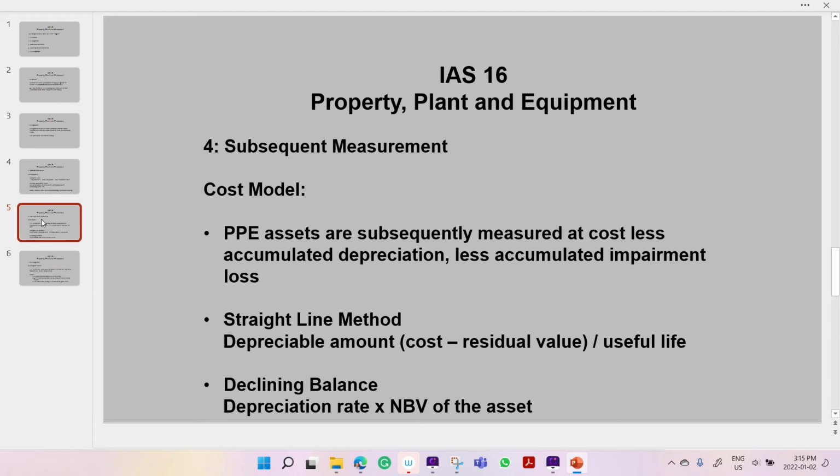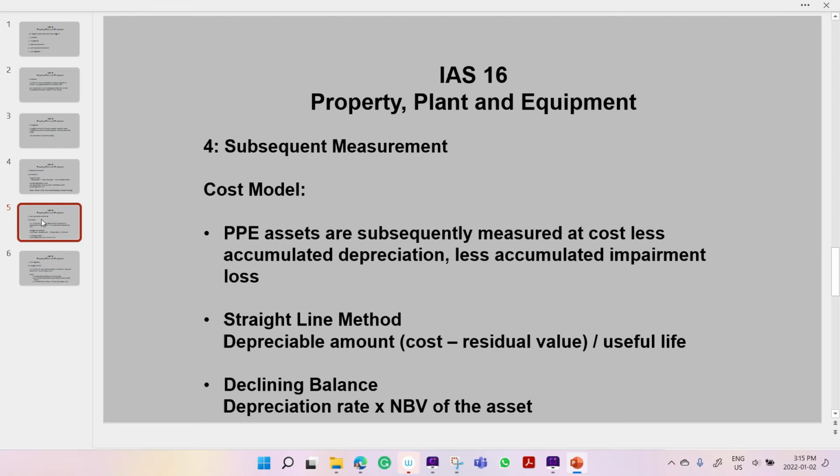So according to the cost model, PP&E assets are subsequently measured at cost less accumulated depreciation, less accumulated impairment loss. And when it comes to accumulated depreciation and depreciating an asset, there's really two methods you need to know. There's the straight line method, and then there's declining balance. So those are the two widely used methods, and they relate to the great majority of assets.